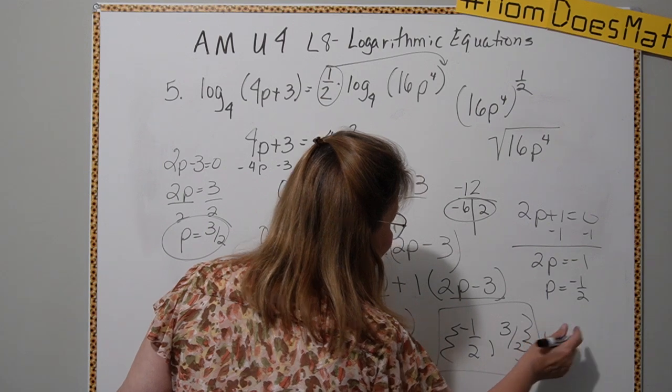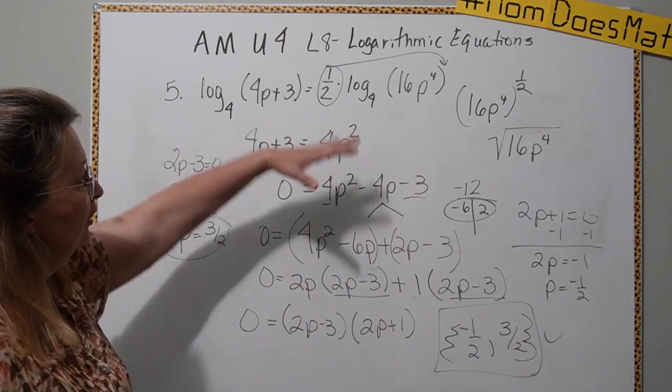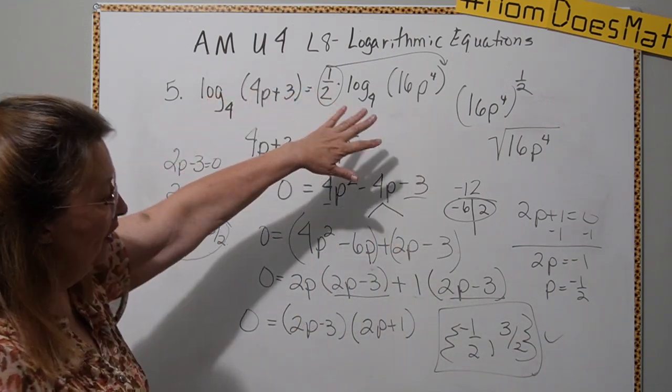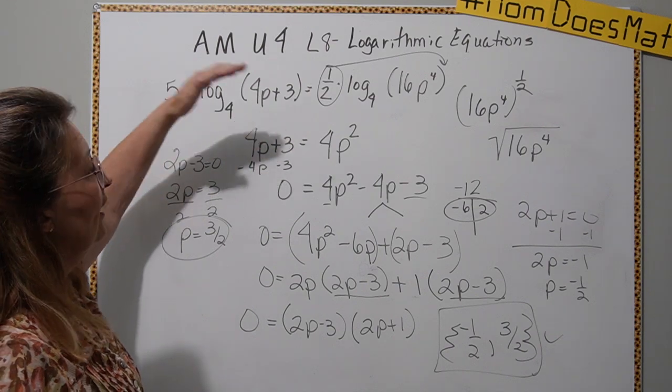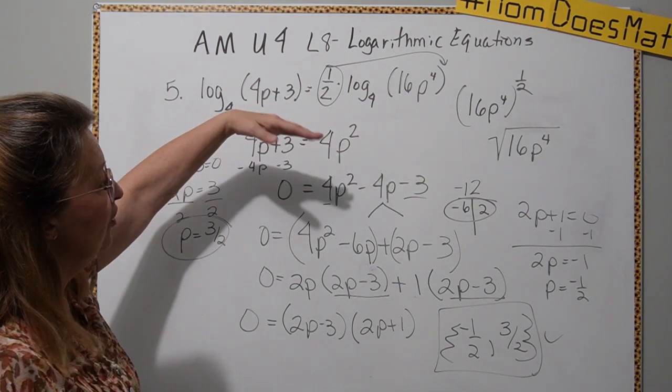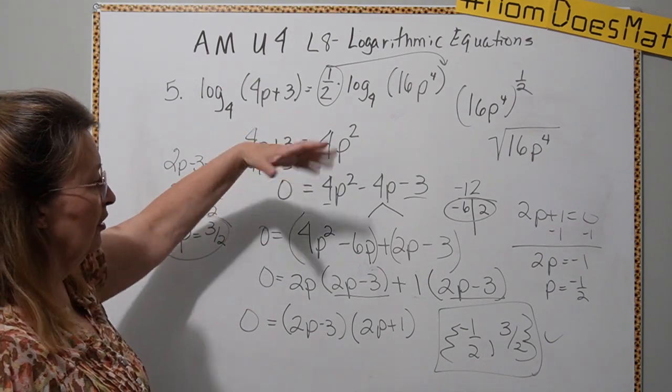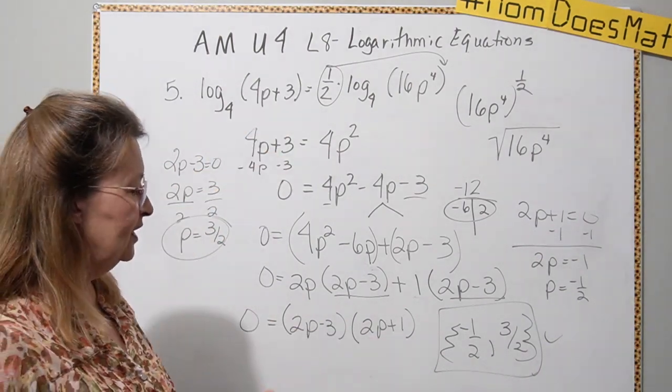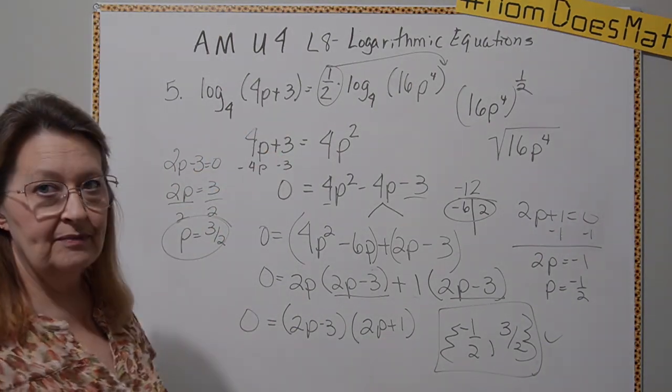And I did check both of them. I'm not going to go through the process here, but I filled both numbers in and checked them. They make an equivalent equation, and neither one makes a non-positive argument. So I'm good to go with negative 1/2 and 3/2.